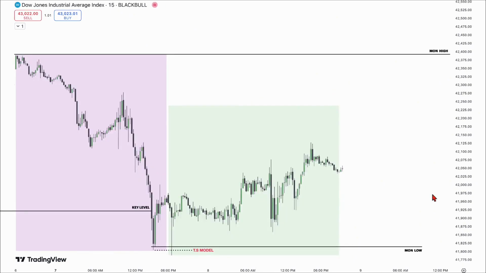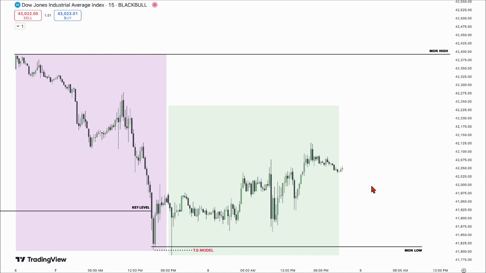We are now on the 15-minute chart. The shaded boxes represent candles. The purple shaded area shows candle 1, which indicates Monday's range, and the green shaded area shows Tuesday. Here, you can see as soon as the price hit the key level, it swept Monday's low and closed inside the range. So, candle 1, Monday, is accumulation. Candle 2, Tuesday, acts as manipulation, and the next candle, Wednesday, which will be our main focus and which we trade, will act as distribution.